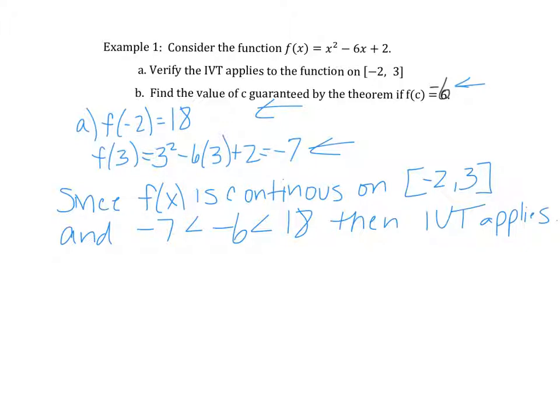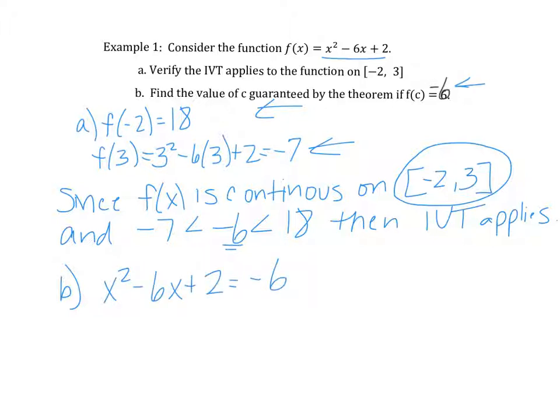Now, what does Part B say? Part B says, okay, find the value of c guaranteed by the theorem. Well, what does the theorem say? Since my conditions are met, it says there has to be an x value in this interval that gives you this as its y value. That's what the theorem is saying. So what do you think you're going to do to solve that? You're going to set your equation equal to the y value that it was asking you about.